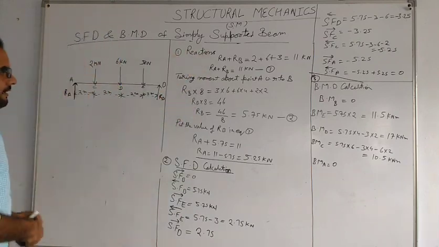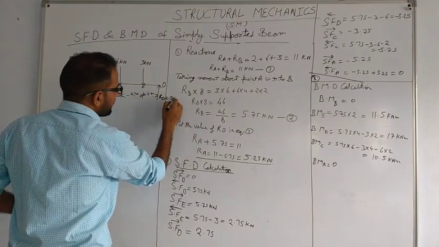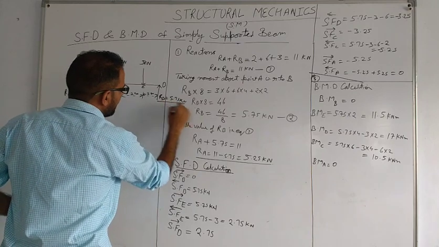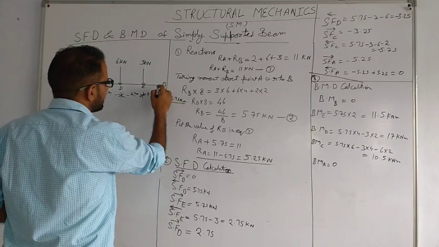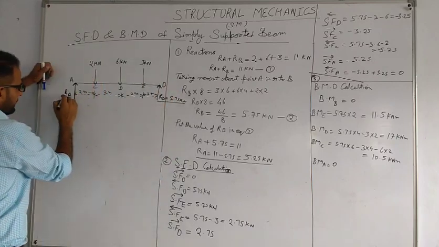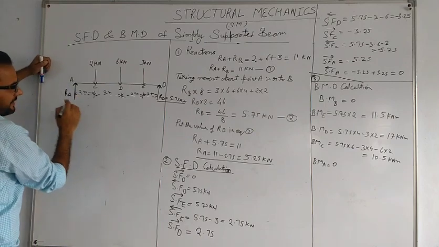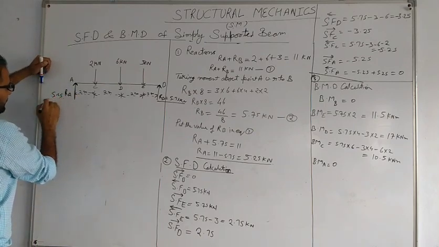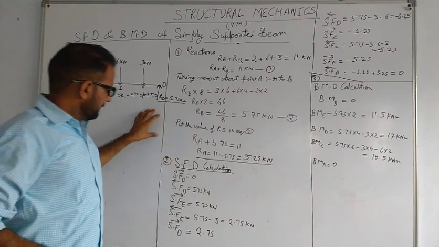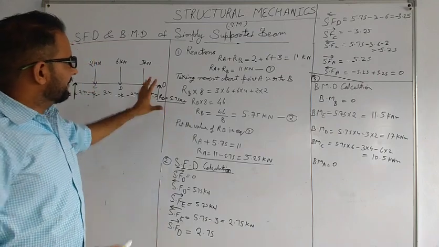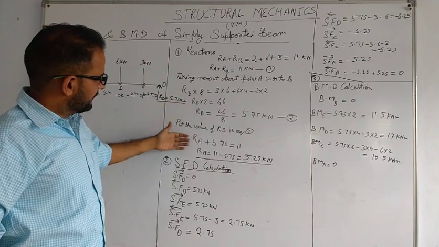Now the reaction value of Rb is 5.75 kN, which is working upward, because this is a support, so it will definitely work in the upward direction. And the reaction Ra at support A is 5.25 kN. So now we have the values of Ra and Rb. This is step one, and we have already found Ra and Rb.